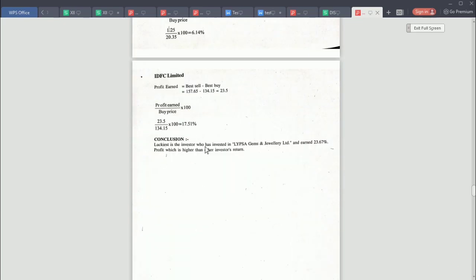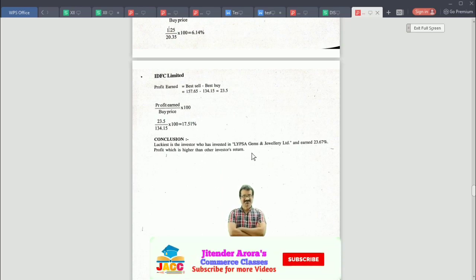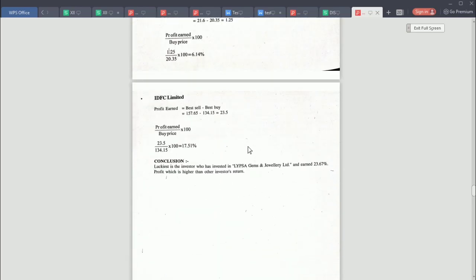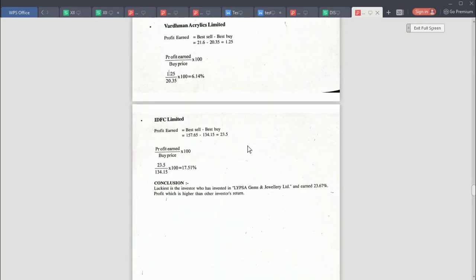Luckiest is the investor who has invested in Lipsa Gems and Jewelry Limited and earned 23.67% profit, which is higher than any other investor's return. And we may also mention here the buy and sale date. Luckiest investor who has invested in Lipsa Gems and Jewelry Limited on so and so date and sold on so and so date and earned this much percentage profit. This is how we will do our project on the market value of shares. I hope you people understood it.